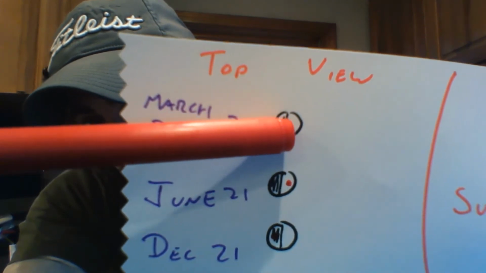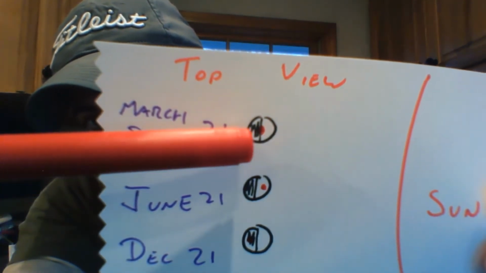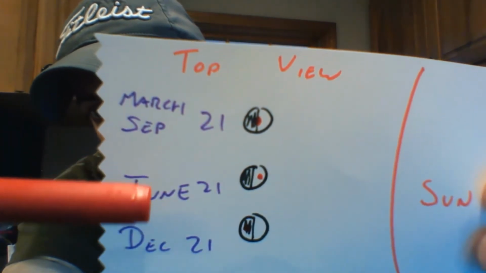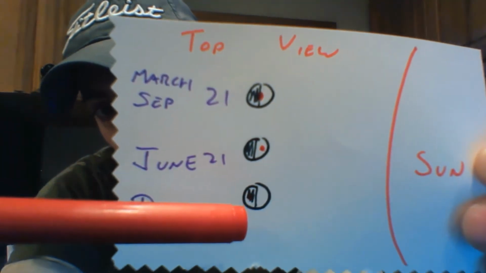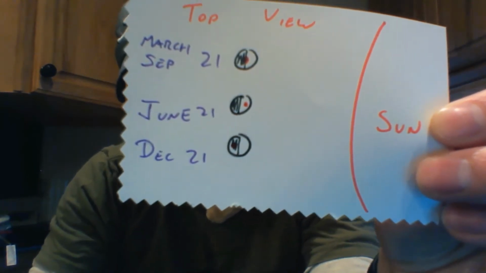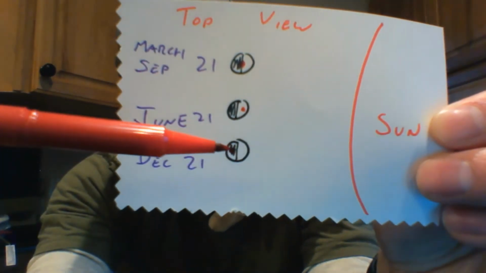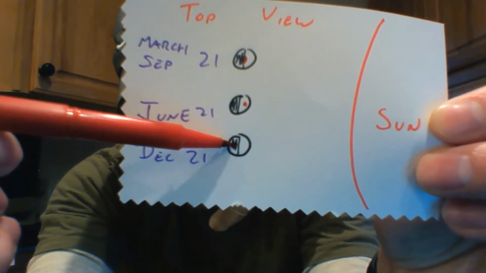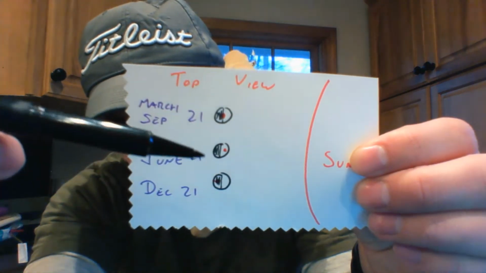So that's the first day of spring or fall. The North Pole is tilted towards the sun there. That's the first day of summer. You can't really see it how I drew it there, but right there in the darkness is the North Pole. It's pointing away from the sun. One other thing to remember, the Earth is revolving around the sun.